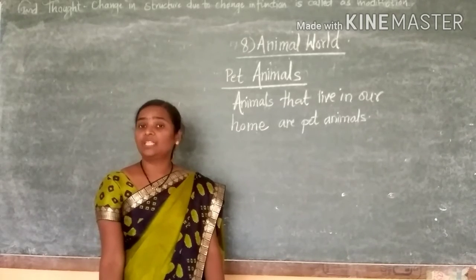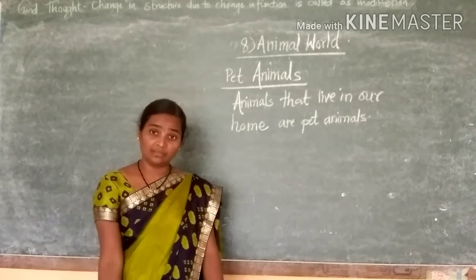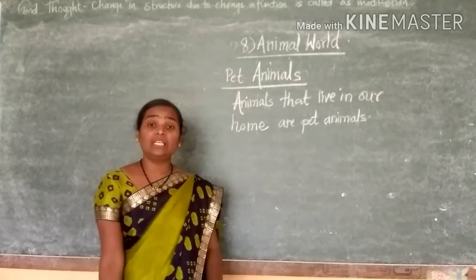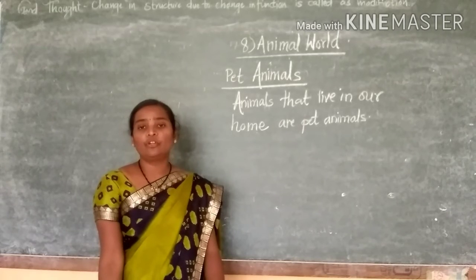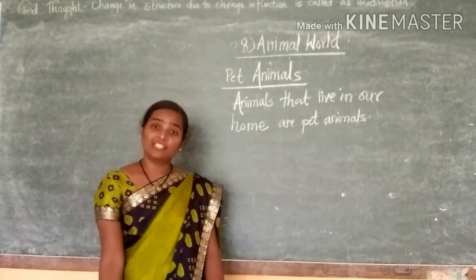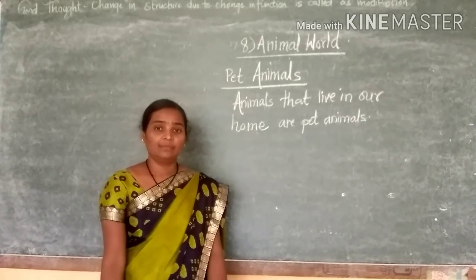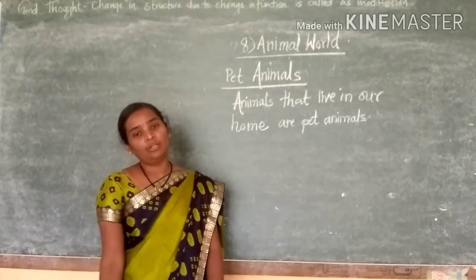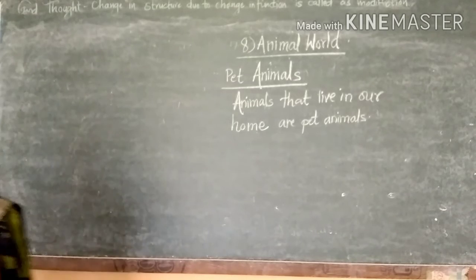But we have to take care of them also. We should provide them proper shelter and proper medication. Weekly we have to take them to the veterinary doctor for checking. Understood? We have to wash them properly. Because they cannot say anything, we have to look after them. Okay, let's see some pet animals.